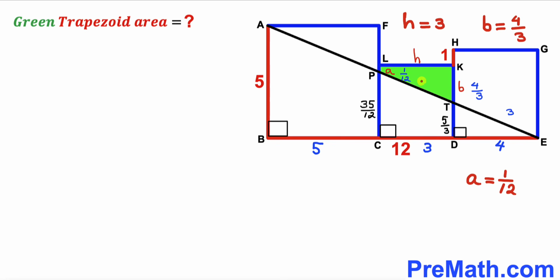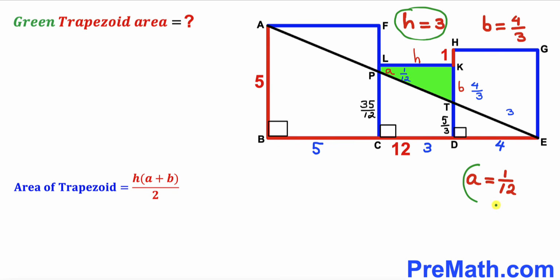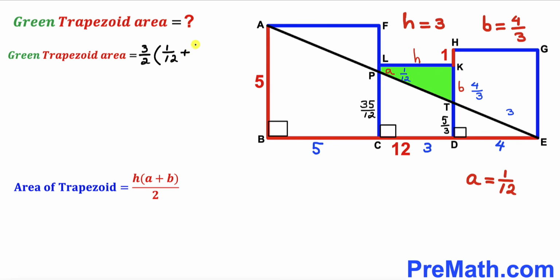And here's our final step. Now we are going to calculate the area of this green shaded trapezoid. And now let's recall once again the area of a trapezoid formula. Area equals height h times a plus b all over 2. And here our height is 3, our a value is 1 divided by 12 and b value is 4 divided by 3. So therefore our green trapezoid area is going to be simply 3 divided by 2 times (1 divided by 12 plus 4 divided by 3).